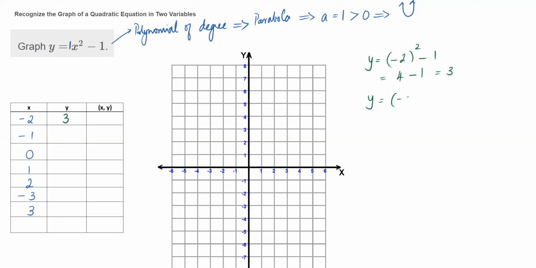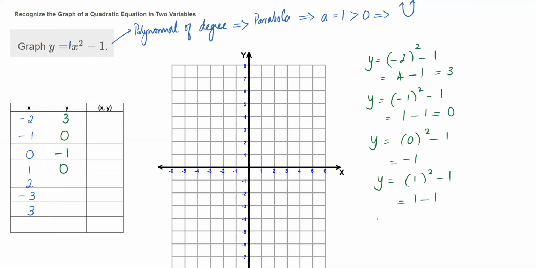Then let's plug in for -1, which gives 1 minus 1, which is 0. Let's plug in for x as 0. So 0 squared minus 1 is -1. For 1, it's 1 minus 1, which is 0. I'll plug in 2. 4 minus 1, which is 3. I could go on for the other 2, but I'm just going to restrict myself to these 5, and remove these 2.